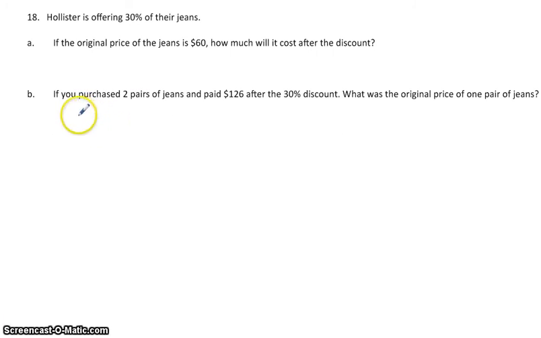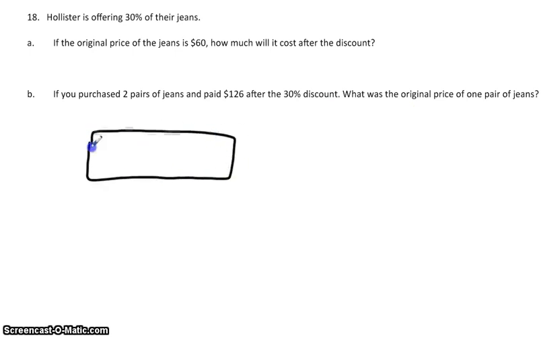The second part of this problem says if you purchased 2 pairs of jeans and paid $126 after the 30% discount, what was the original price of 1 pair of jeans? So we're going to go ahead and set this up as a tape diagram first.